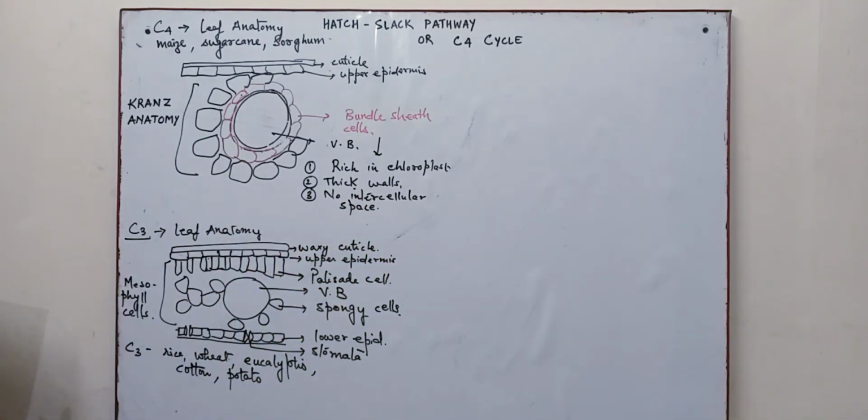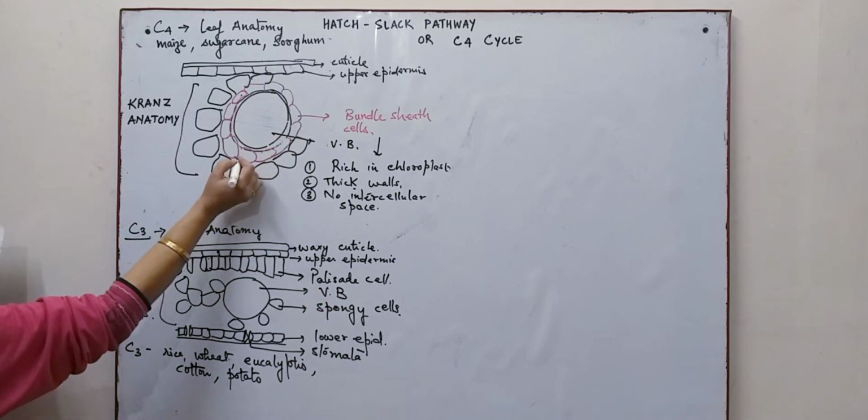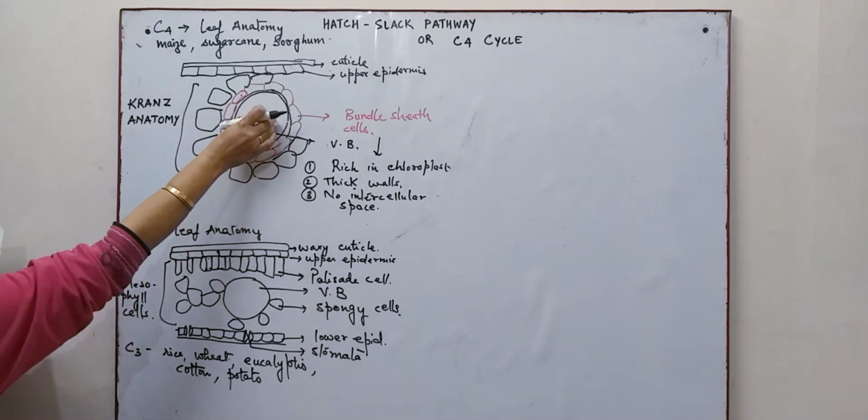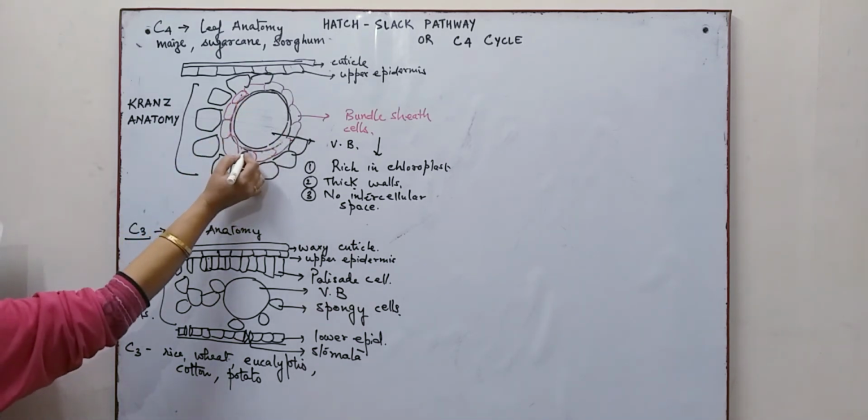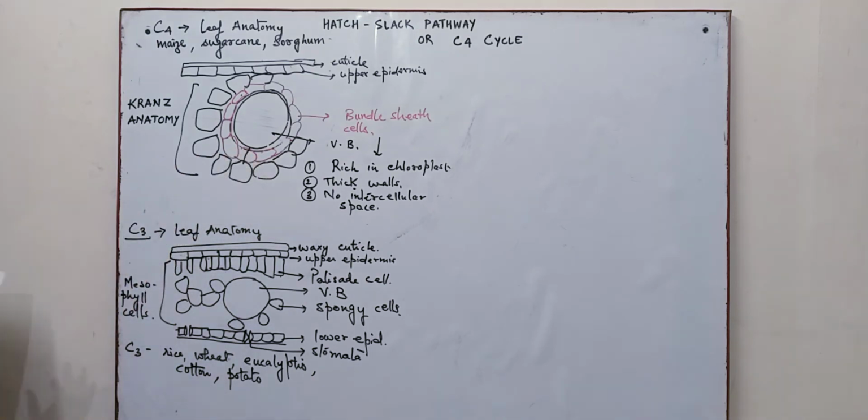The bundle sheath cells actually carry the water from the xylem to the mesophyll cells because they are surrounding the xylem, that is the vascular bundle, xylem and phloem. So they will be conducting the water and other things from the xylem to the mesophyll cells and finally to the intercellular space. Now let us try and understand the actual pathway, how it is working over here.